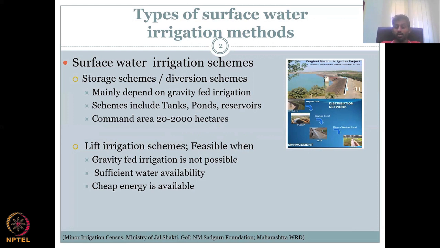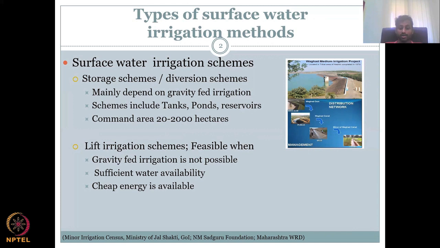Schemes include tanks, ponds, and reservoirs. So if you look at the size, it also increases. As we said, a tank is a smaller size, a pond is a bigger size, and reservoirs are bigger. The command area can be anywhere from 20 to 2000 hectares. The command area, last class we saw how to demarcate it. It is the area below the water structure where the water is going to be used. You can have a large area if you have a large water storage above the dam, like a tank, pond, reservoir, etc. If it is a small water storage like a tank, then 20 hectares is good.